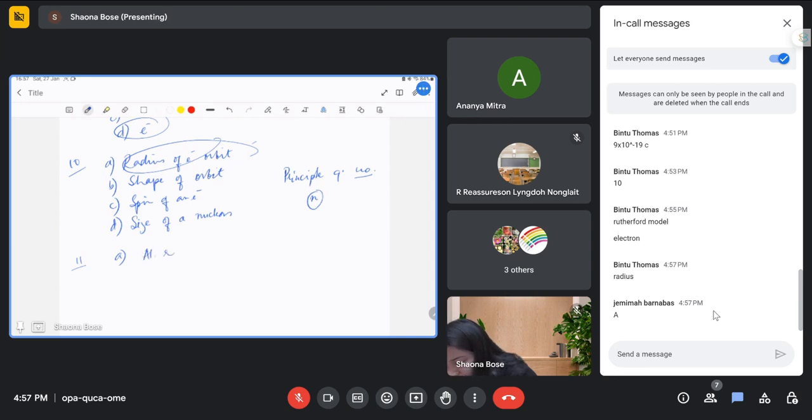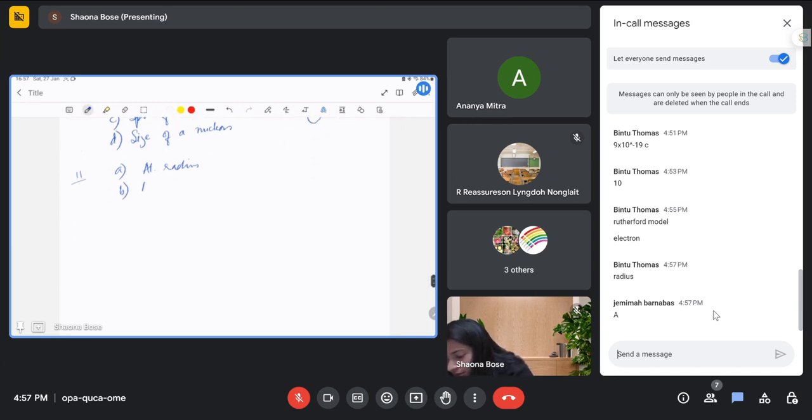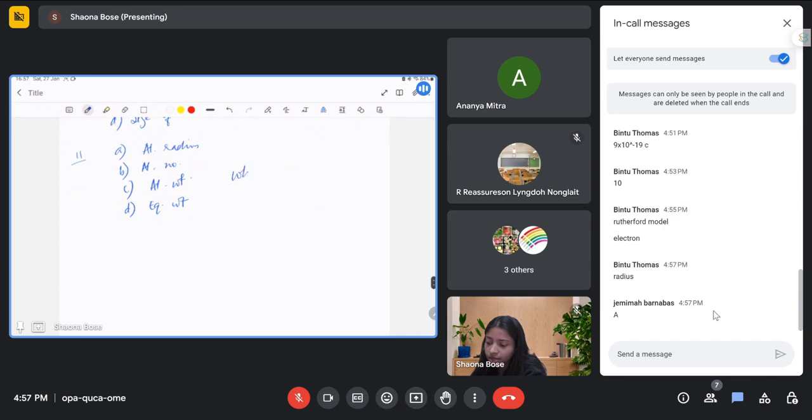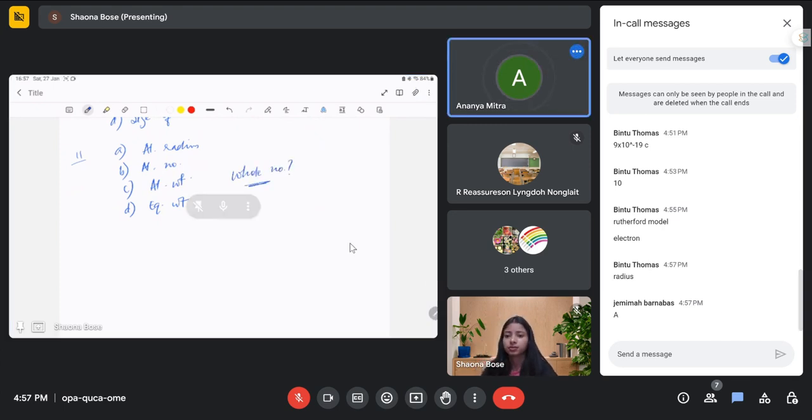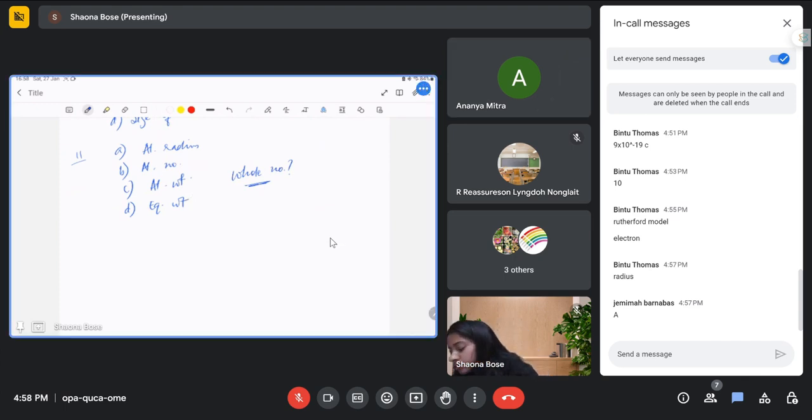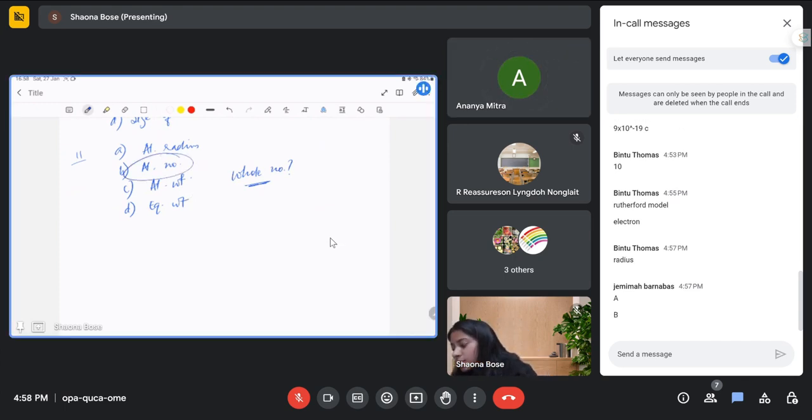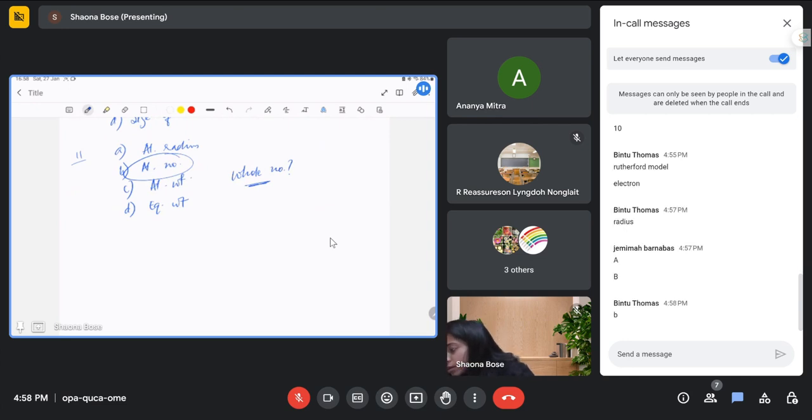Out of the atomic radius, the atomic number, the atomic weight, and the equivalent weight, which of these is always a whole number? Atomic number. Are you sure? Yes. Absolutely correct. Okay.